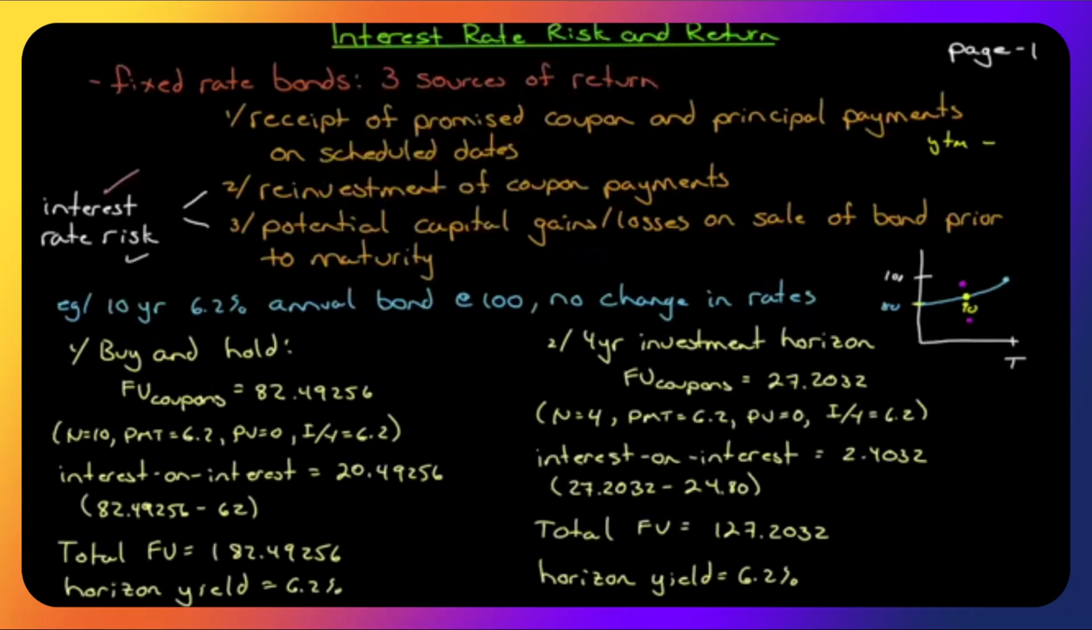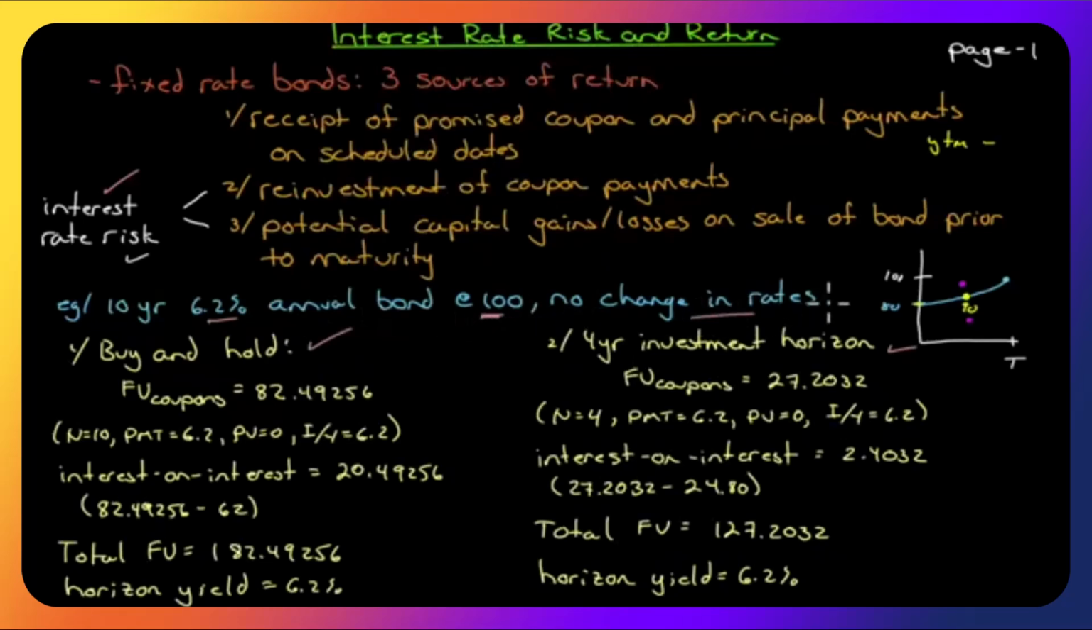If you're going to sell the bond before it matures, in other words, your investment horizon is shorter than the maturity of the bond, then you have price risk in both the reinvestment of coupons and in the price of the bond when you sell it at whatever the end of your investment horizon is. So let's look at a bond and two different investors, a buy and hold investor and someone with a 4-year horizon. We're looking at a 10-year bond, 6.2% annual bond, selling at par.